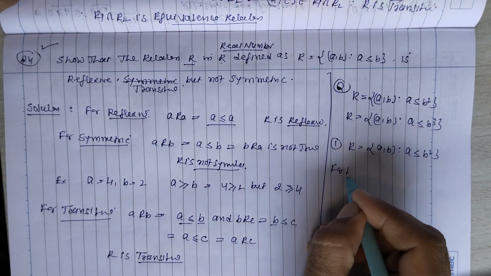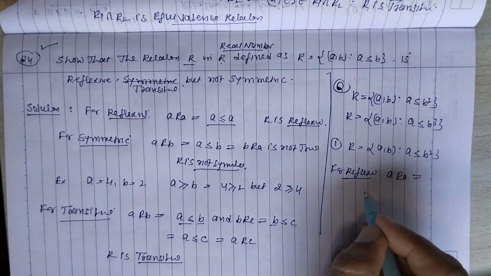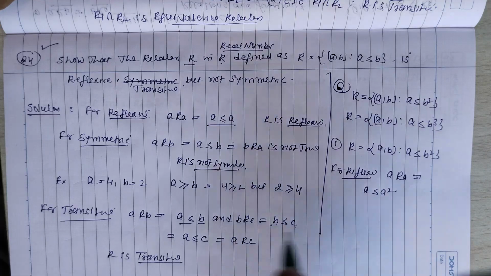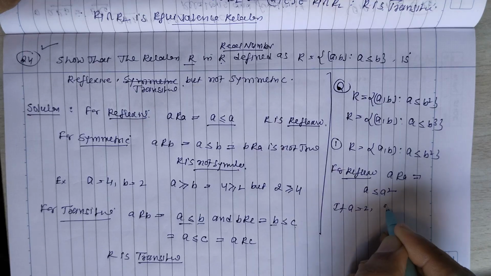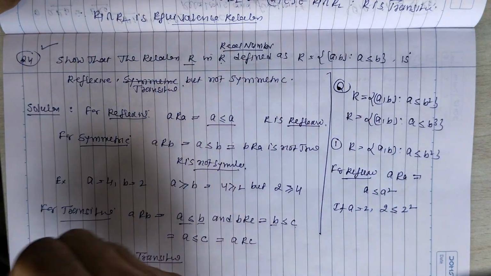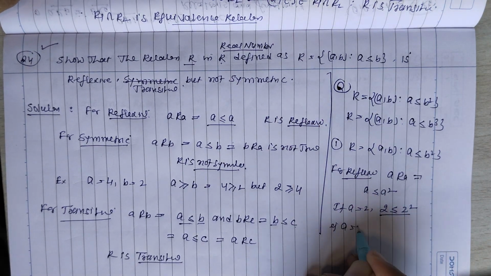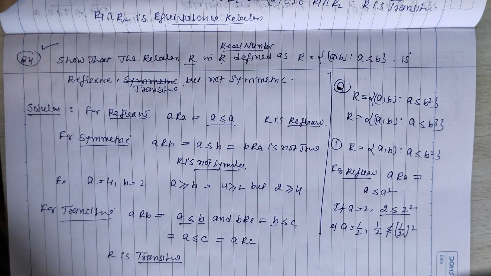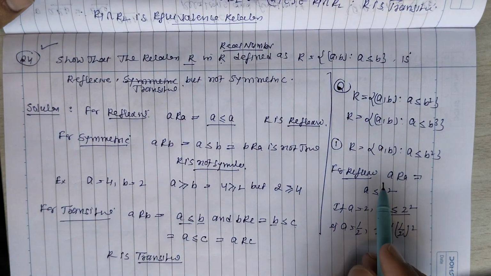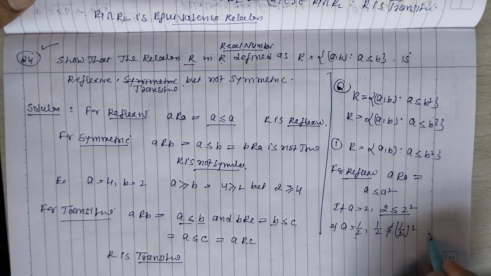For reflexive, a related to a implies that a is smaller than or equal to a². Not true. If a is equal to 2, then 2 is smaller than or equal to 2², correct. But if you take a rational number, 1/2 is smaller than or equal to the square of 1/2, that is 1/4. Not true. It is true if a, b are integers, but not if a is a rational number. But the relation is defined on real numbers, so it is not reflexive.